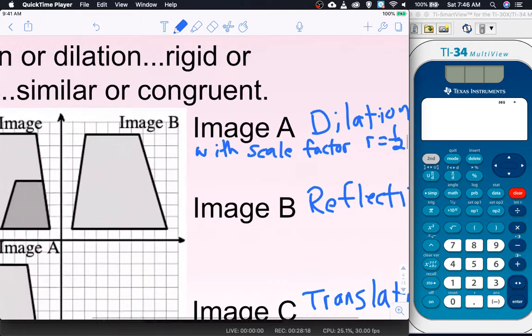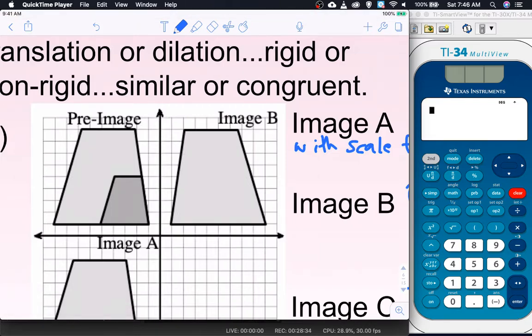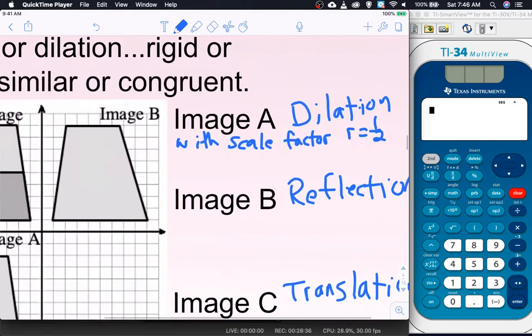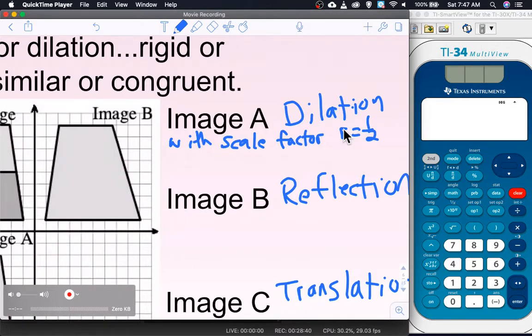It is half the size of the original. Each length is half the size. So this length here was half the size of the original. This one here is half the size of the original. This one is half of that. This side is half of that side. Each side is half of what it was before. Okay, that's a good answer. So we have better.